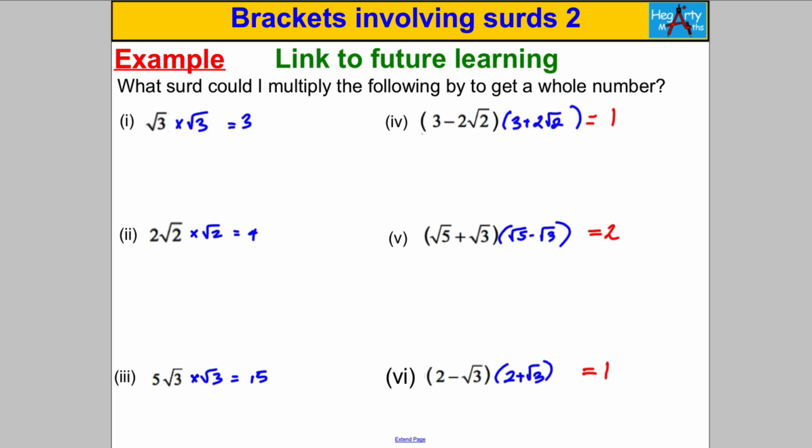And this is something we're going to do in the last two videos on surds, how to get rid of a surd, or what to multiply a surd by to make it a whole number. So I want you to look at this, make sure you can spot the pattern so you're ready for the next video, and it's called rationalizing surds.